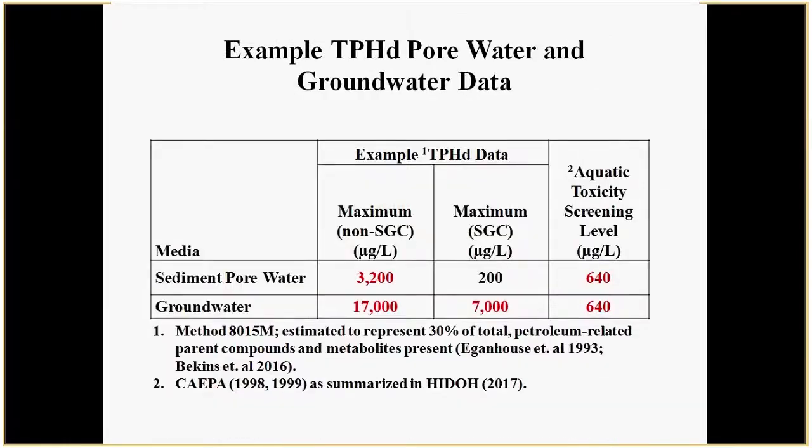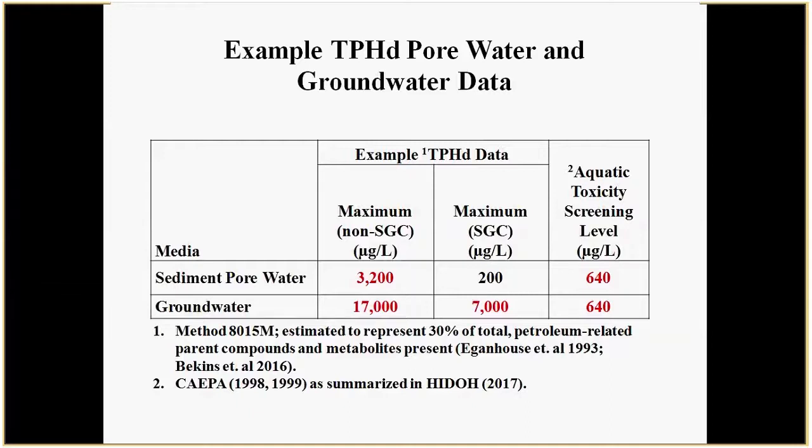It's an example of pore water, groundwater data for the site. The sediment pore water along the shoreline, maximum concentration without silica gel cleanup, 3,200 micrograms per liter. With silica gel cleanup, only 200, so it's mostly degraded compounds. We compare that to an aquatic toxicity screening level. This is published in California back in the 90s. We still use 640 micrograms per liter. So it's still a problem in the heavily contaminated areas, the pore water and the sediments for benthic organisms.